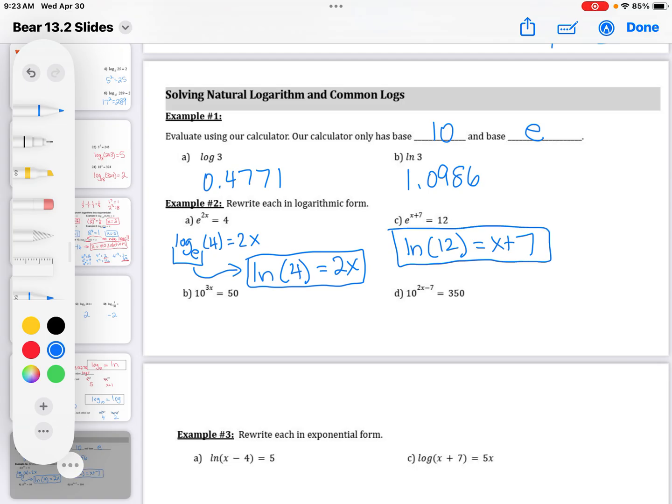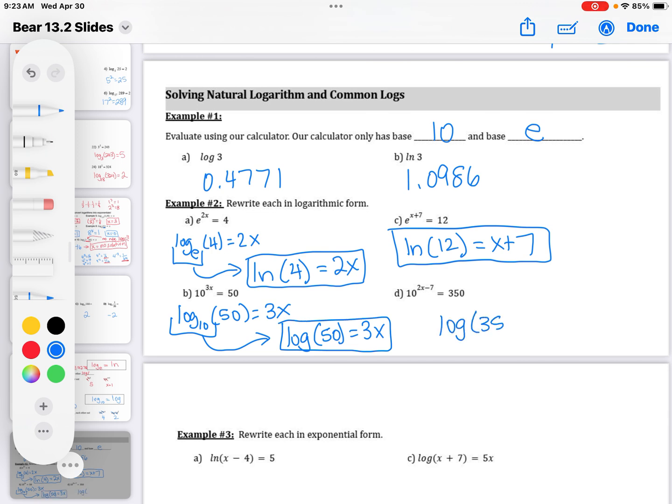For these base 10s, instead of writing log base 10 of 50 equals 3x, we're just going to write this as log 50 equals 3x. And the next one would be log 350 equals 2x minus 7.